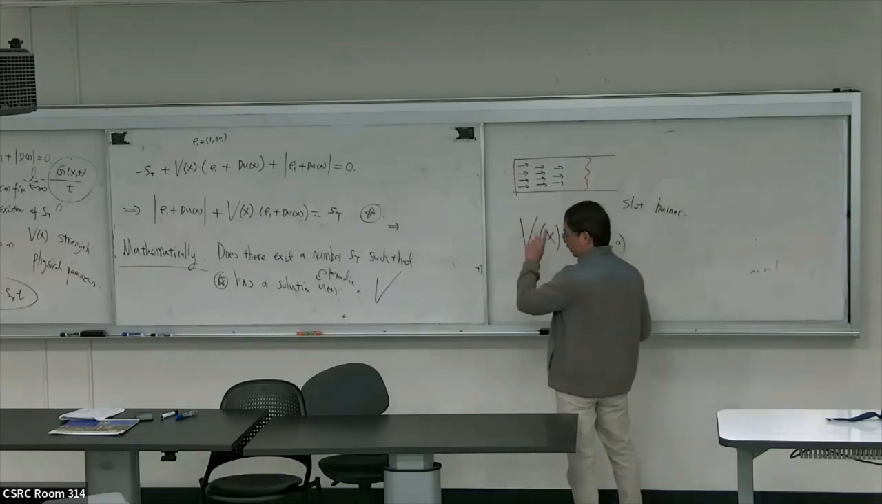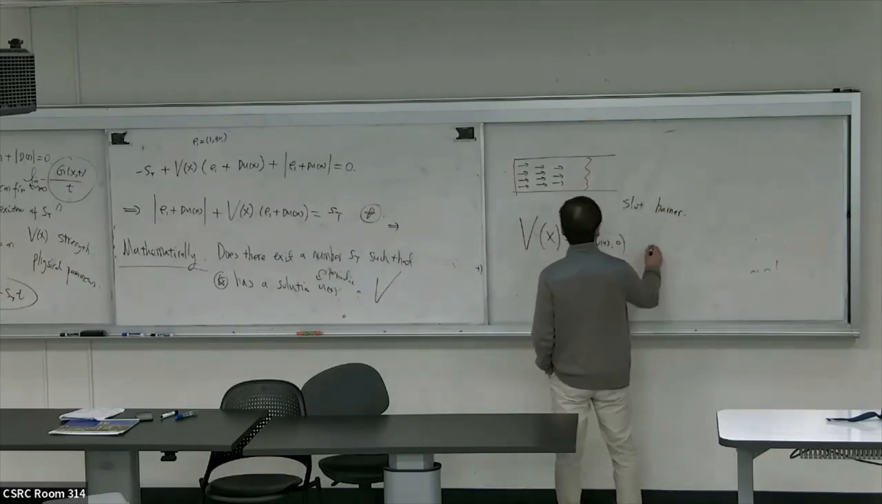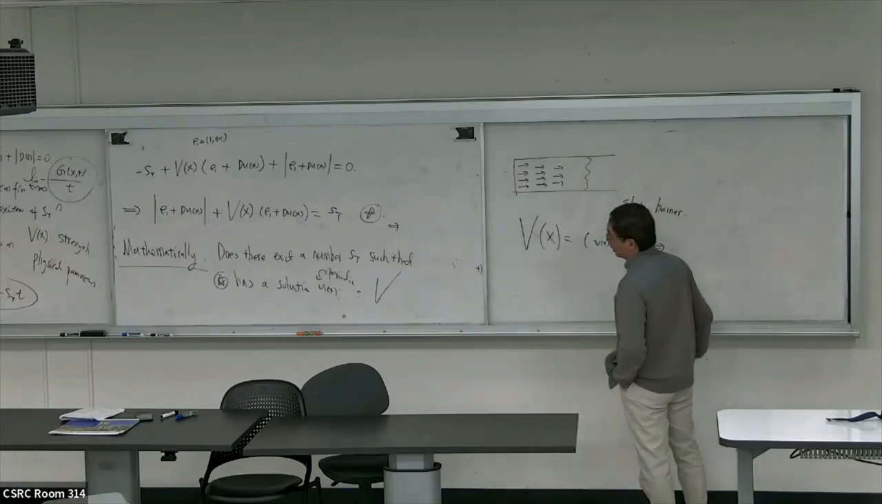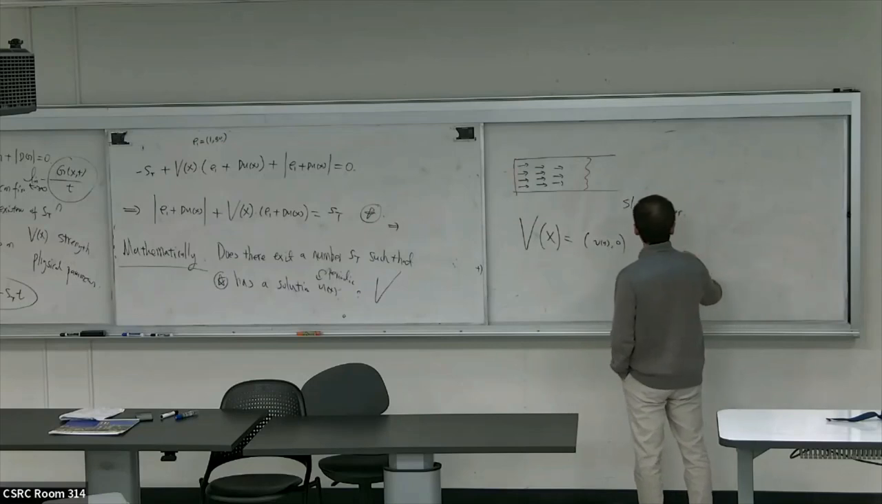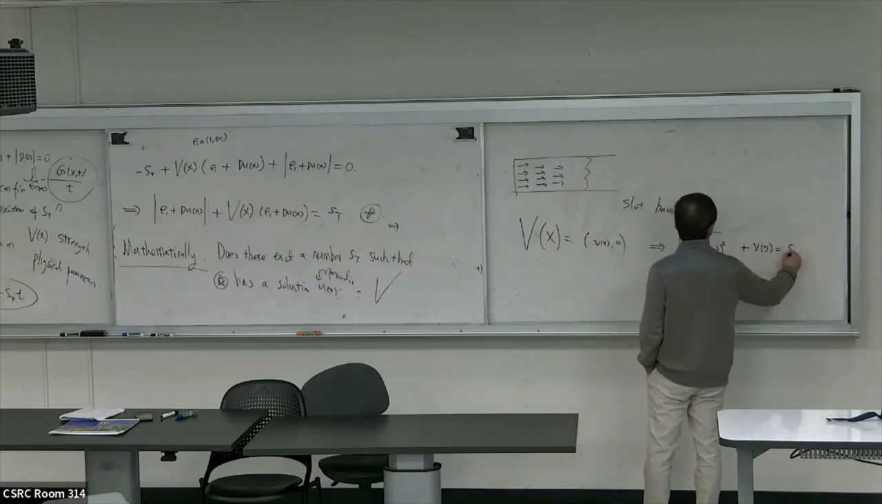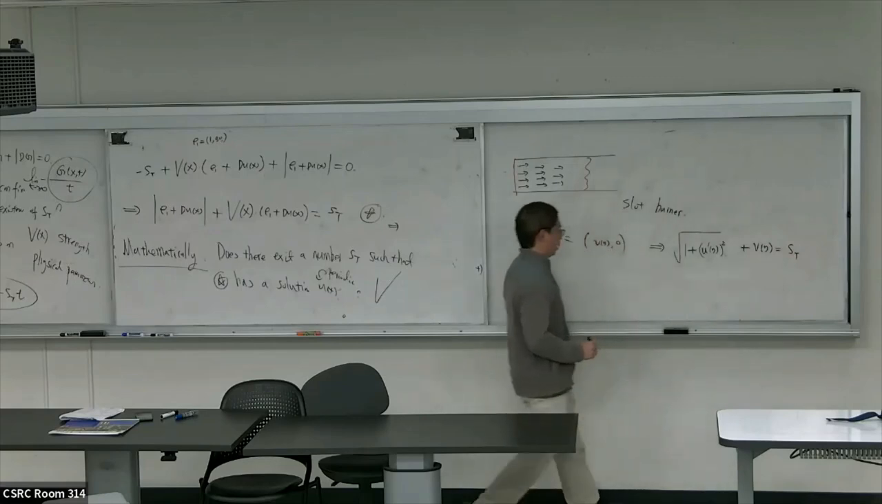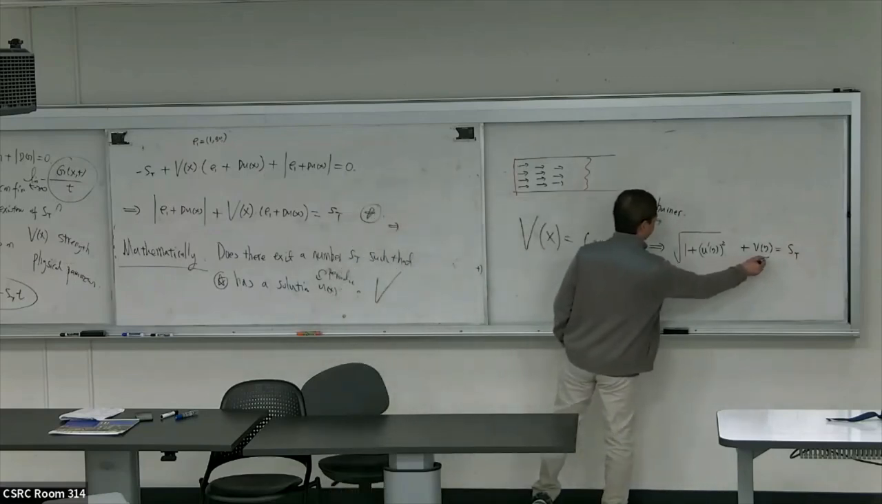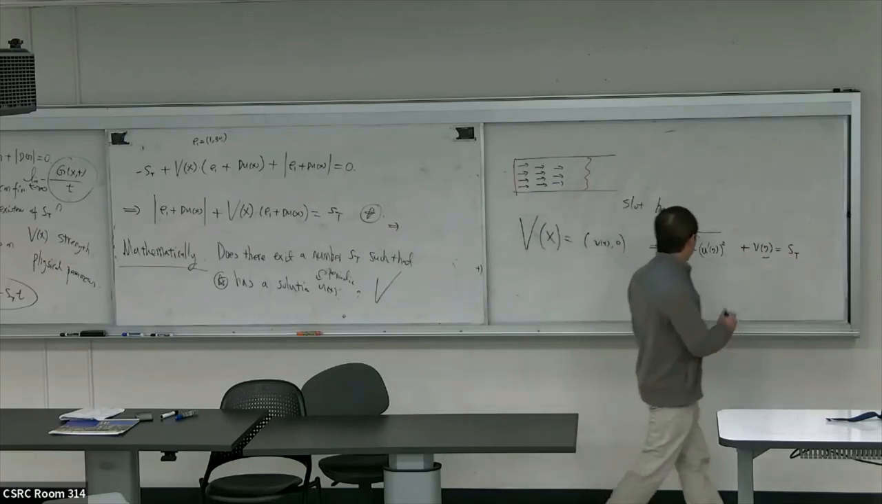All right, so eventually it's just reduced to this ODE. It basically becomes an ODE if you have only one variable. It's the square root of 1 plus u prime y squared, plus vy, equals s_t. All right, reduced to that. This is known. So this is given.